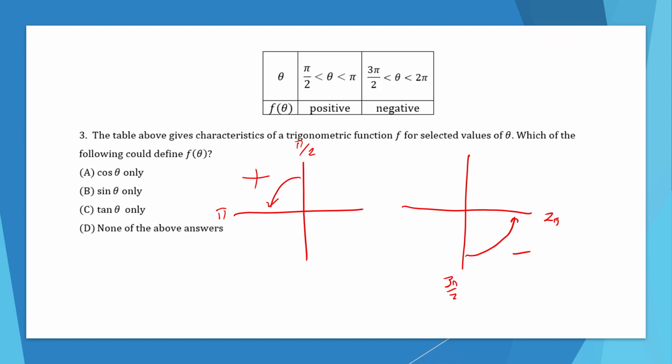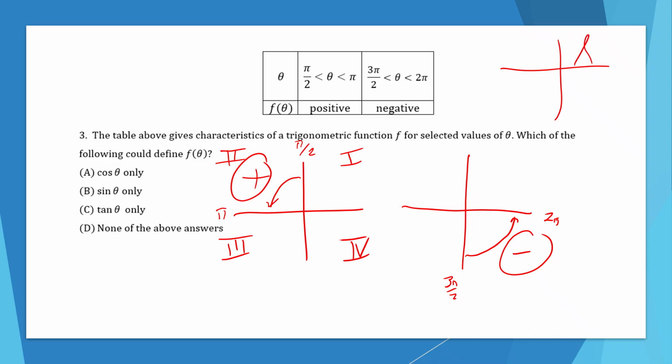So we basically are asking what trig function is going to be positive in the second quadrant, right? So quadrant 1, 2, 3, and 4. And what function is going to be negative in the fourth quadrant. If we remember our mnemonic device, All Students Take Calculus, only sine is positive in the second quadrant, and it is negative in the fourth quadrant because that's where only cosine is positive. So here our answer should be B, sine only, because that fits both descriptions.